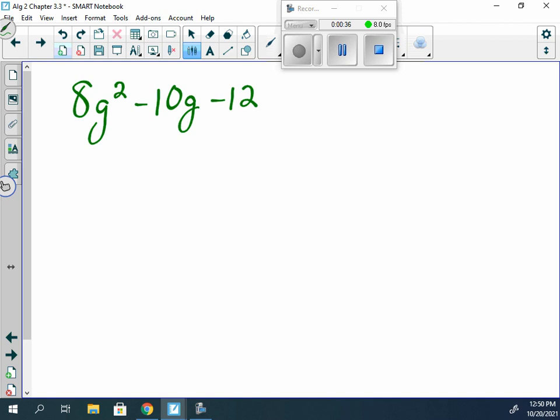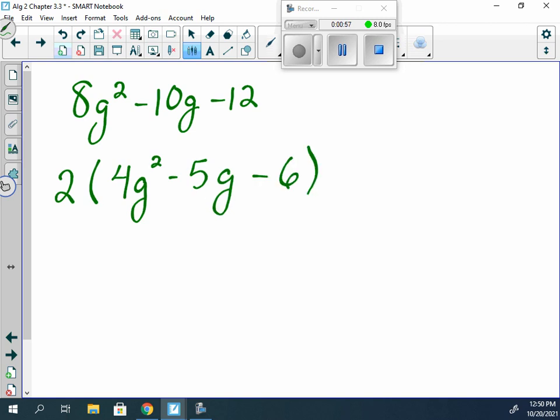You're welcome. All right, guys, so we're looking at a problem from the homework that we're going to look at before we get started. So this one here, we want to factor the following polynomial. So the first thing we look for is a greatest common factor, and 2 is a greatest common factor, which we will factor out. When we factor 2 out, we get 4g squared minus 5g minus 6.